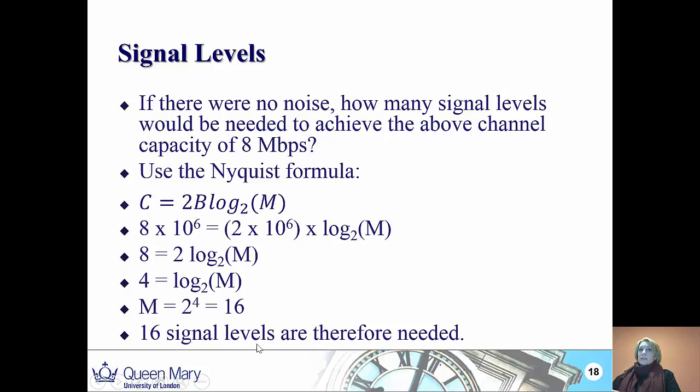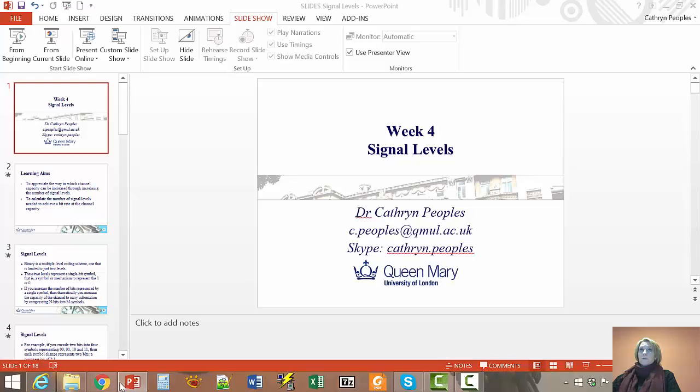Okay, so this number of signal levels will always be a power of 2 in order to communicate our binary digits. And that's a conclusion to the slides on signal levels.